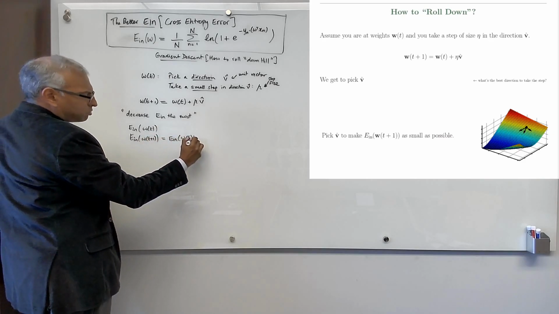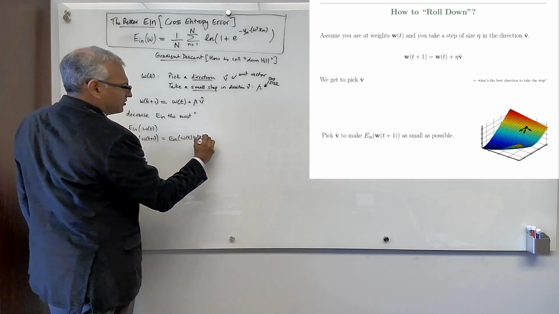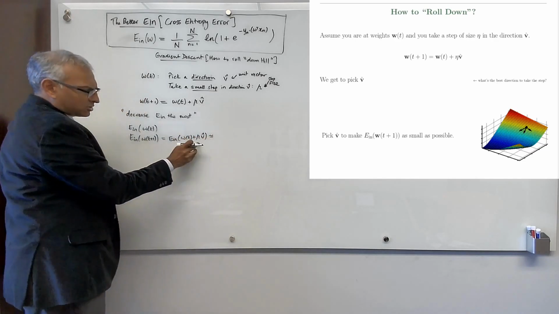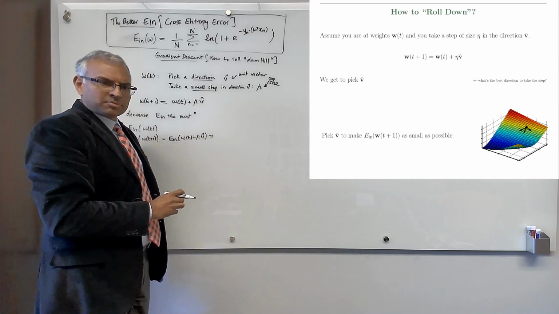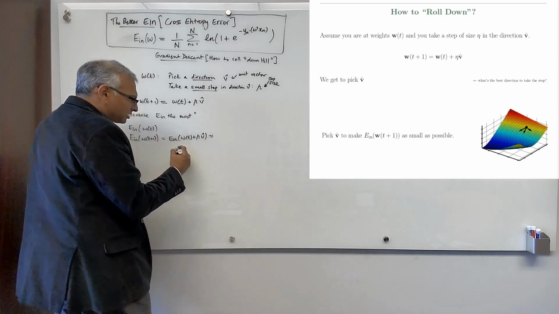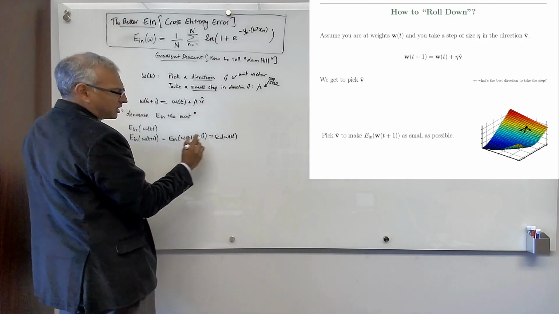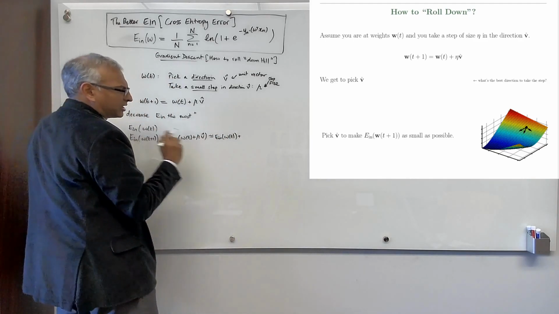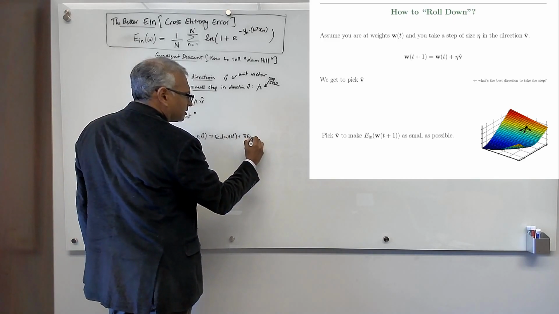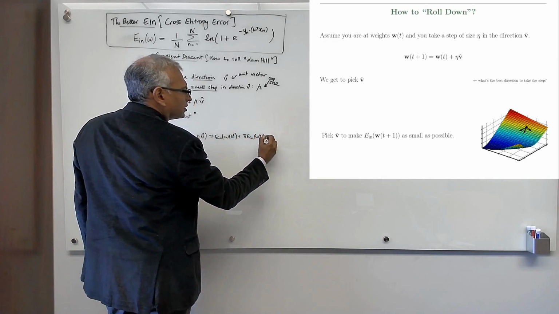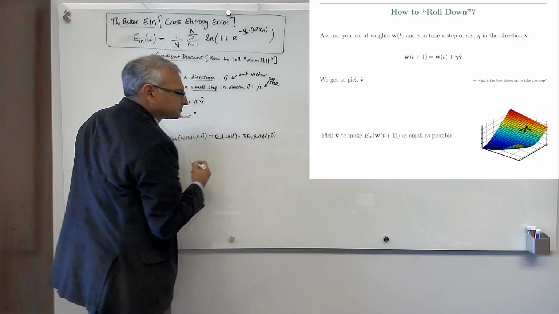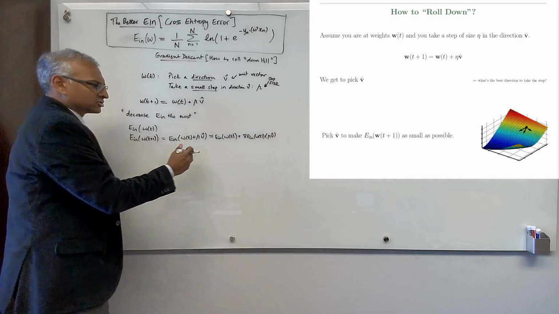w(t) plus eta v hat. Because now we have chosen eta small, we can apply the first order Taylor approximation from calculus. This is approximately E_in of w(t), the place you started at, plus the gradient of E_in at w(t) dotted into eta v hat. So that's the first order Taylor approximation.